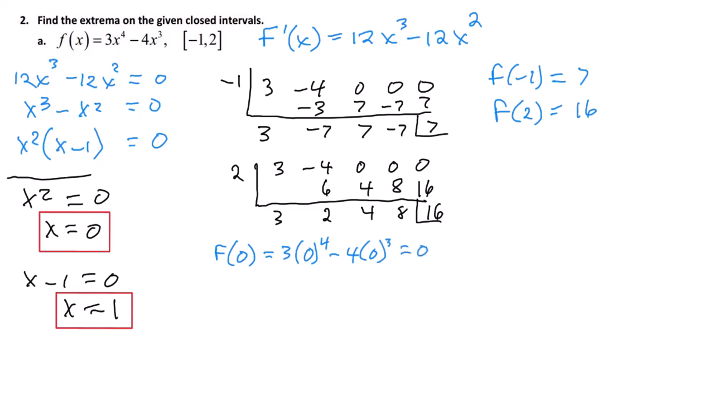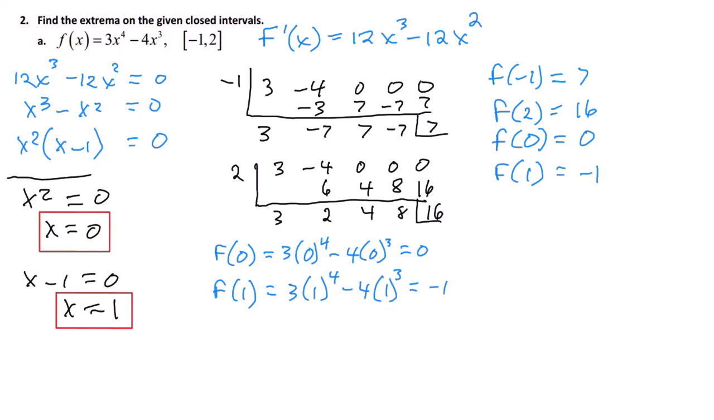I could do synthetic division or just the plug-in technique. I know that f of 0 is 0. That was one of my critical numbers. I know that f of 1 is going to come out to be -1. So there are my function f evaluated at the endpoints and at the critical numbers.